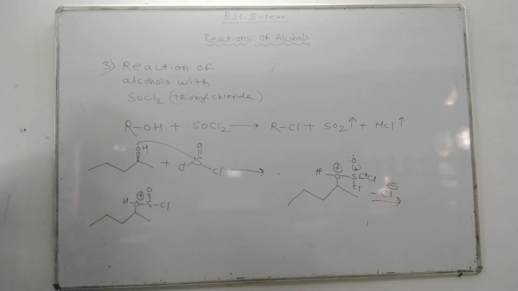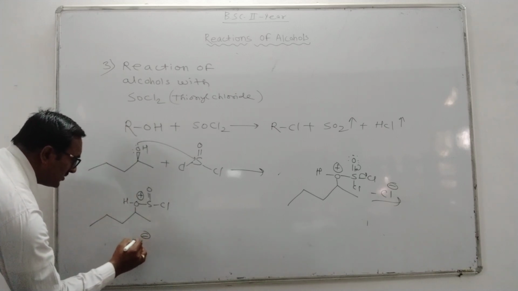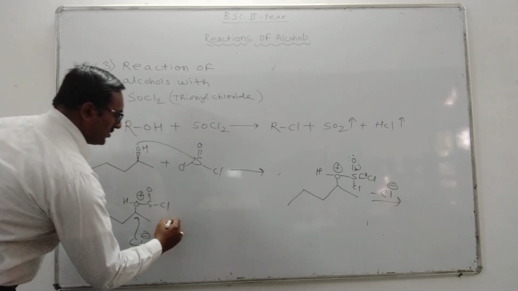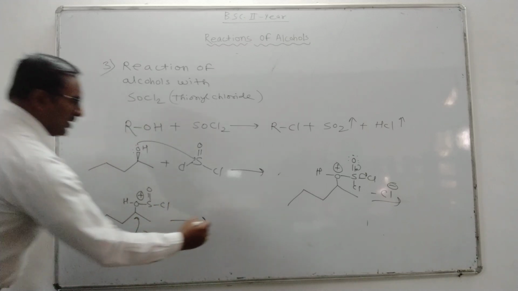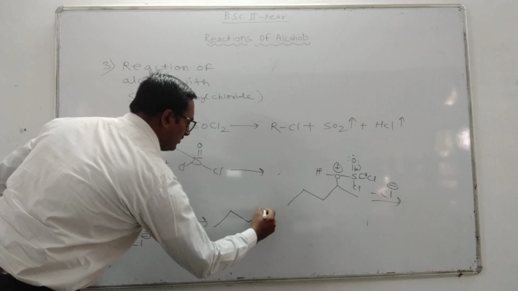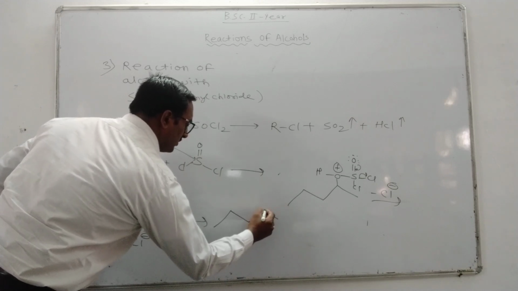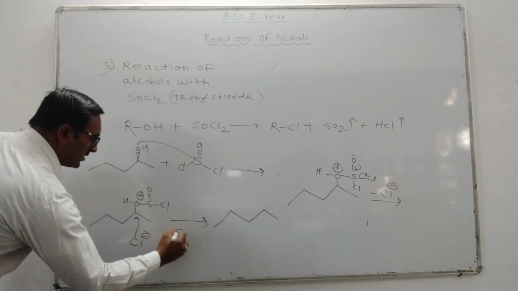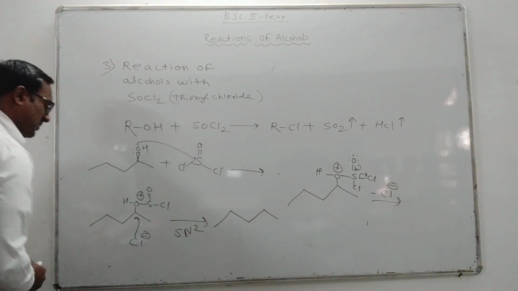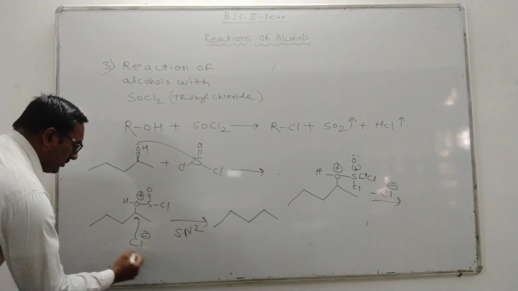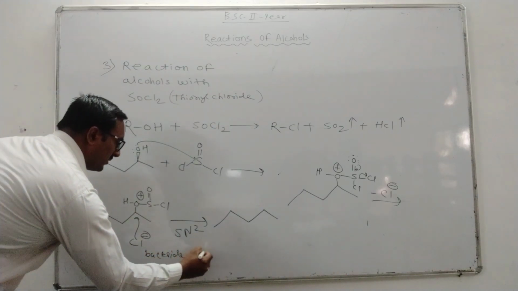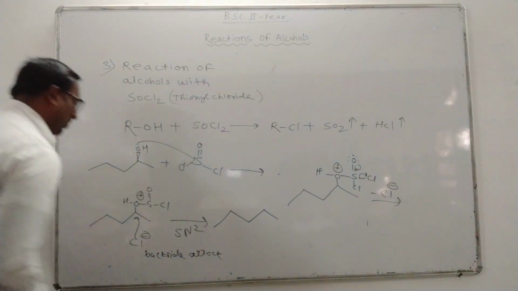Now here the Cl minus anion attacks this cation. There is formation of CH3CH2. Okay. Now we are getting that this attack is SN2 type. SN2 attack, backside attack. Therefore configuration changes.